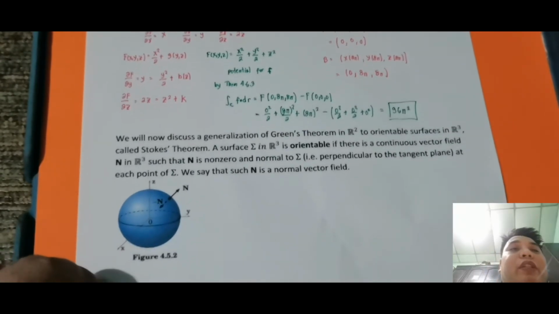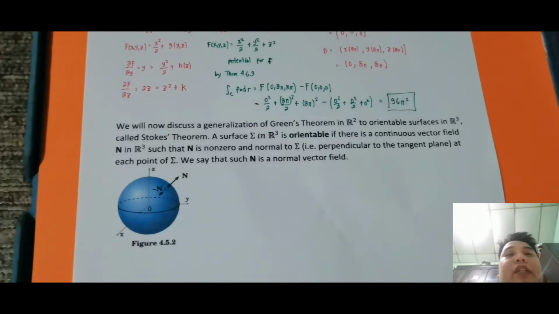Okay, so now, let us proceed dito. So now, we will now discuss a generalization of Green's theorem in R2 to orientable surface in R3 called Stokes Theorem. So, ano may ibig sabihin ng orientable? So, a surface sigma in R3 is orientable if there is a continuous vector field n.